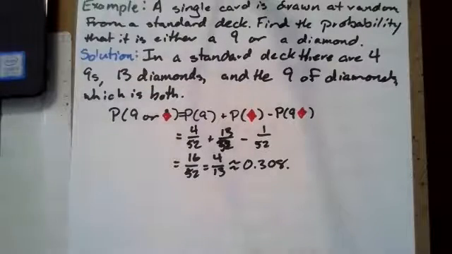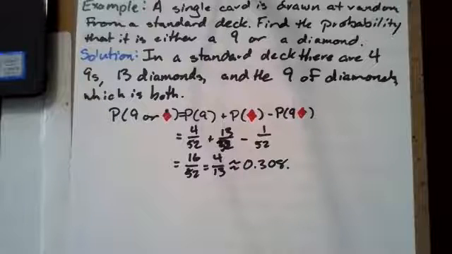For example, a single card is drawn at random from a standard deck. Find the probability that it's either a 9 or a diamond. In a standard deck, there are 52 cards, of which 4 are 9s, 13 are diamonds, and the 9 of diamonds is both. So the probability of drawing a 9 or a diamond is the probability of drawing a 9 plus the probability of drawing a diamond minus the probability of drawing the 9 of diamonds.